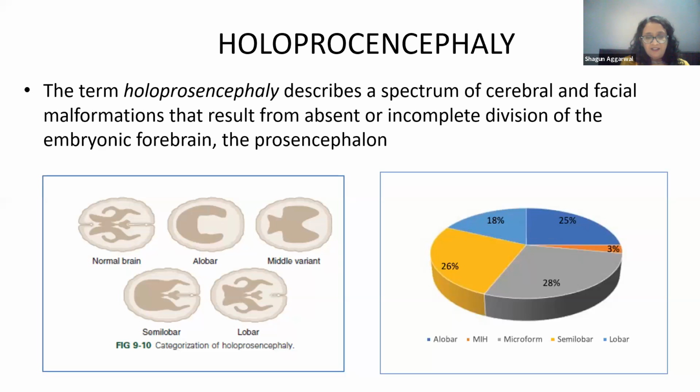Everybody here would be aware of this. So we have the various types of holoprosencephaly ranging from the most severe alobar to the mildest lobar type. And most of them are almost equally common except the middle hemispheric variant type, which is quite rare.